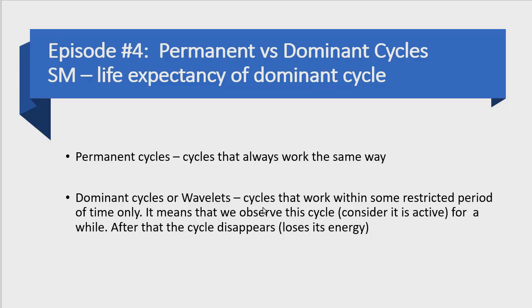It means that we can observe this cycle for a while. After that period, the cycle disappears. It loses its energy. A very important parameter for dominant cycles is SM, stock memory. This is the life expectancy of dominant cycles.